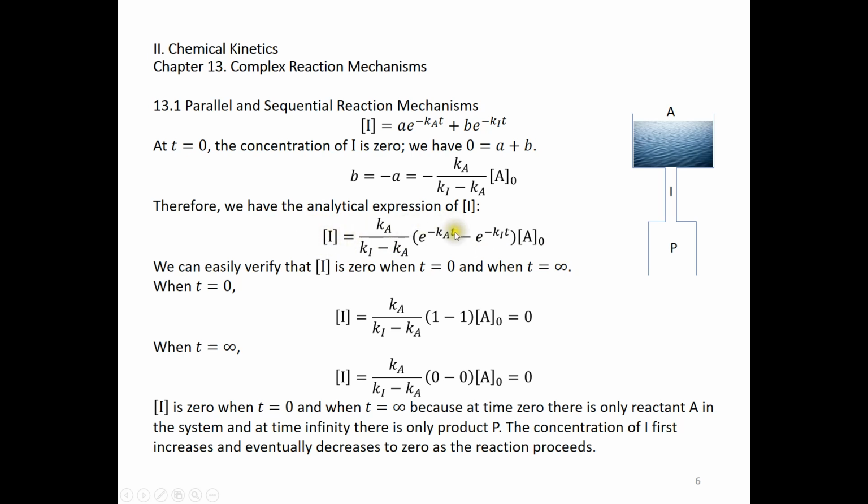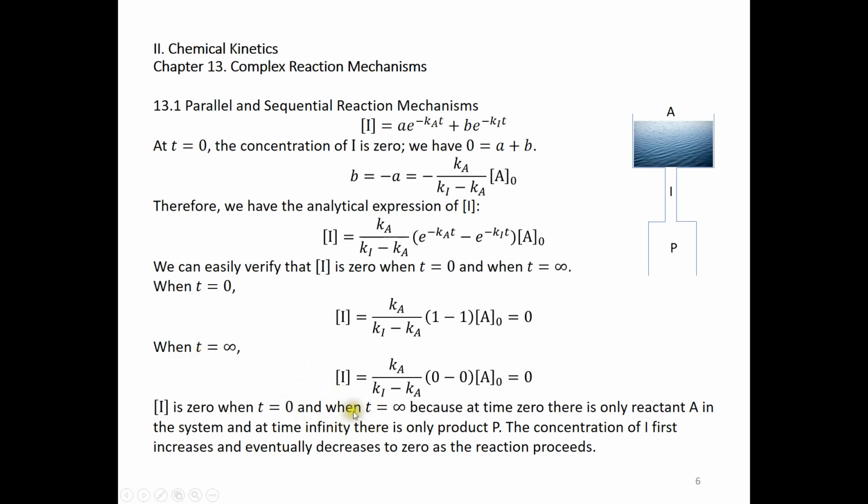Let's plug in time equals 0. And then you have e to the power of 0 minus e to the power of 0. That's just 0, and then I is 0. What if time is infinity? Well, you have e to the power of negative infinity minus e to the power of negative infinity. That's still 0. So I is still 0. That's all good. We verified that the expression holds when time equals 0 and when time equals infinity.